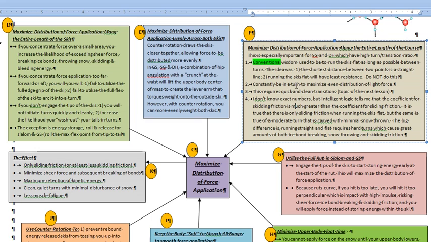Constantly be in a turn to maximize even distribution of light force. Now, the friction or resistance of that constant light force, as long as you're carving and you're not breaking ice bonds, throwing snow, is going to be very little more than running them flat. This requires quick and clean transitions. In fact, I'll show you some videos now.